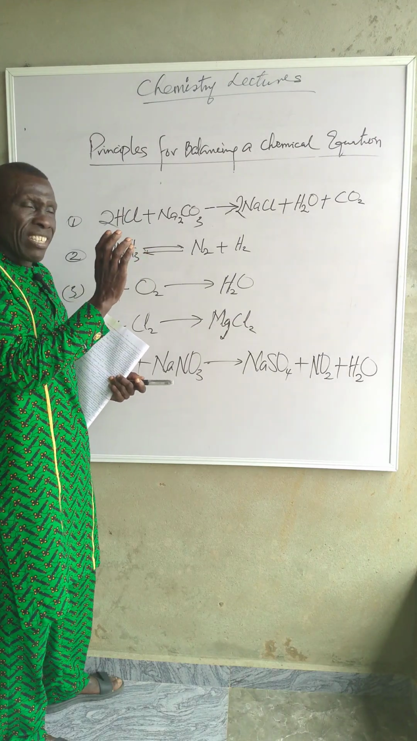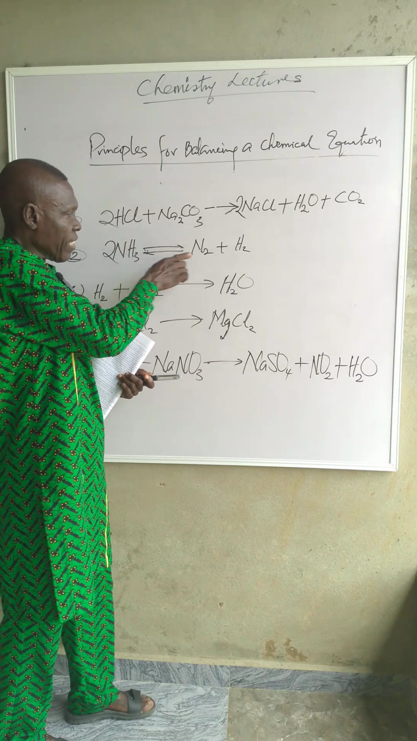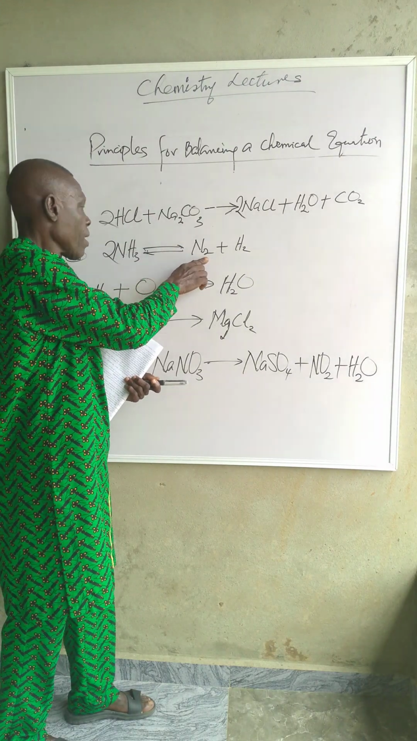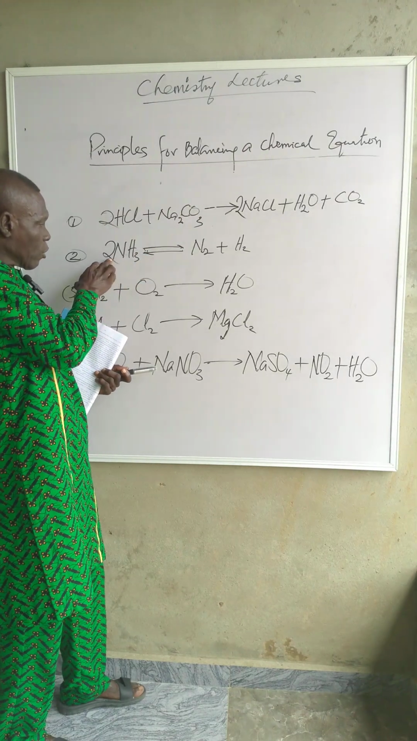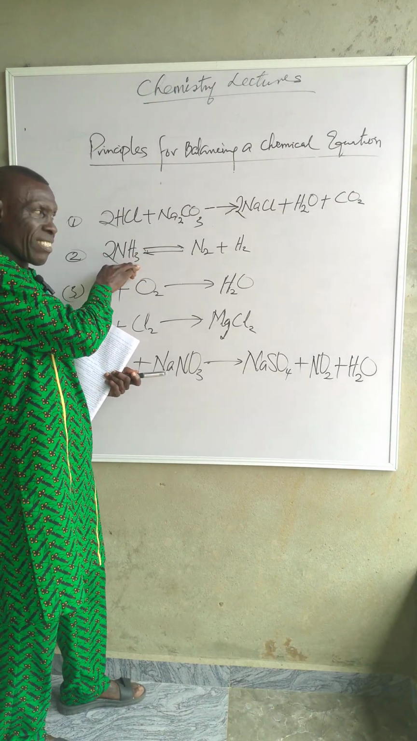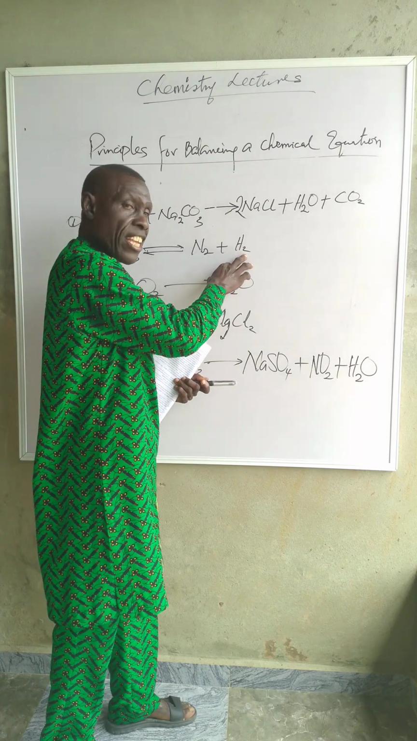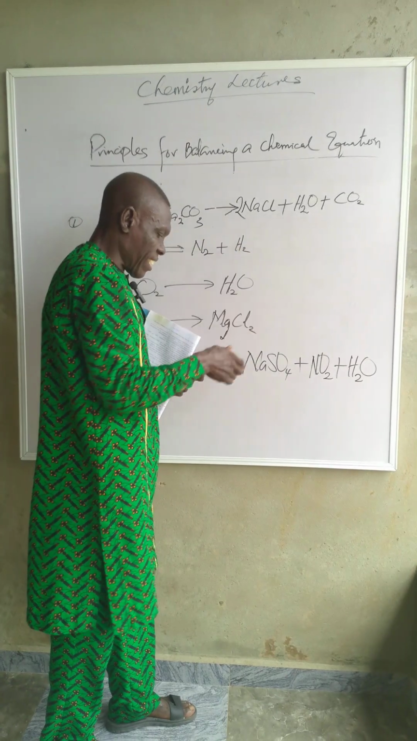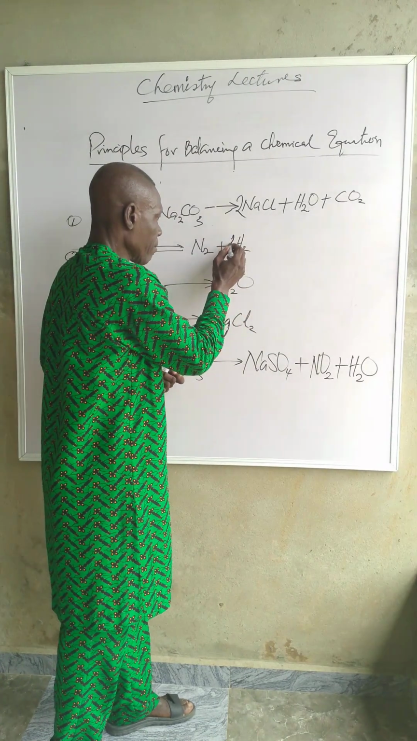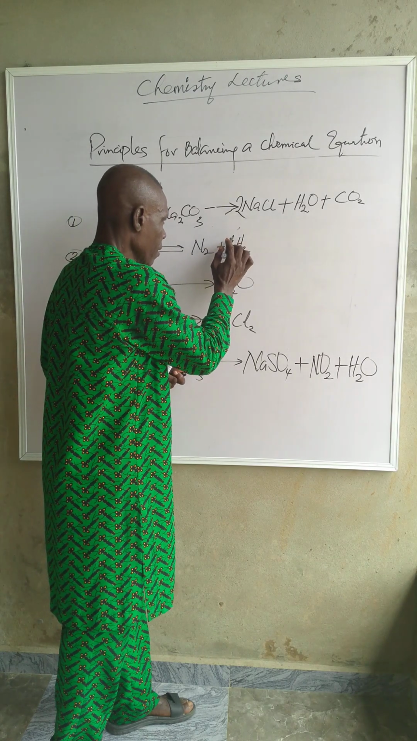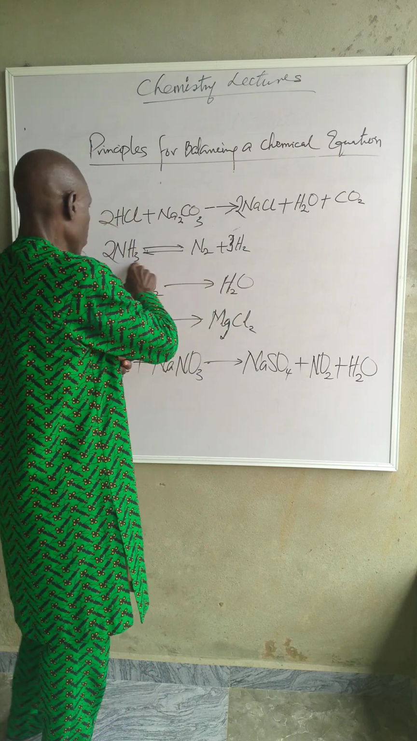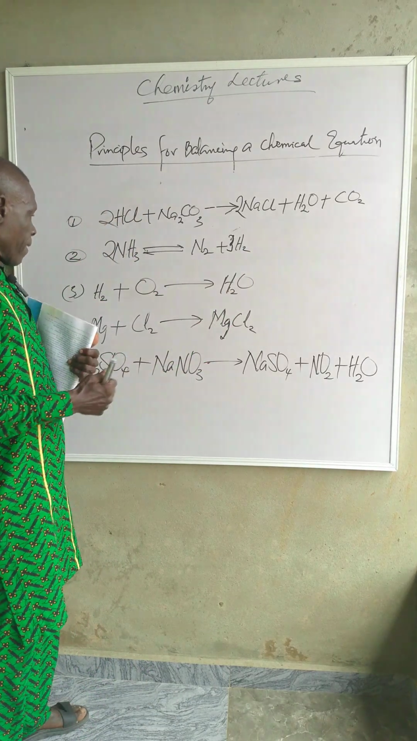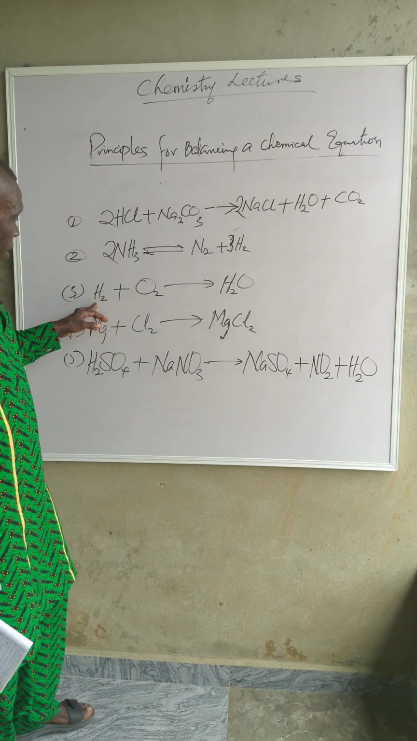Now coming to nitrogen alone, it is 2, balanced. Here also balanced. Now coming to hydrogen now. Hydrogen is now 2 multiplied by this 3, 6. But here hydrogen is only 2. So to make here 6, you put 3 here. 3 times 2, 6. So it's also balanced. Now let's look at this one, the third one.